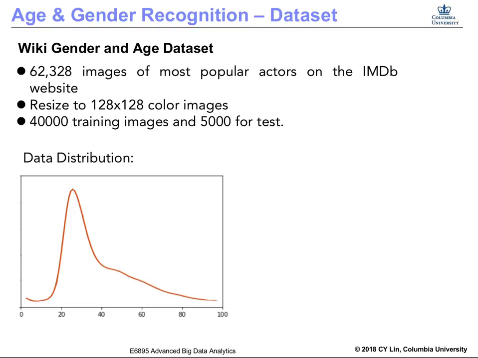For age and gender recognition, first I will introduce the dataset. This time we use the dataset found in Wiki called Wiki Gender and Age Dataset. This dataset contains 60,000 images of the most popular actors on the IMDb website. Apart from the image, their information such as gender and age is also provided. Thus we can use the dataset to train the neural network. We choose 40,000 images for training and 5,000 for test, and resize the image to 128 by 128 as the pre-process. The figure below is the distribution of the data. We can see that the majority of images are distributed between 20 and 40.